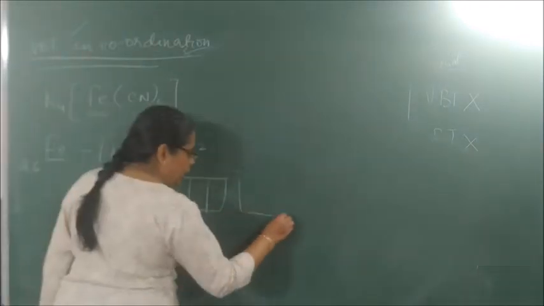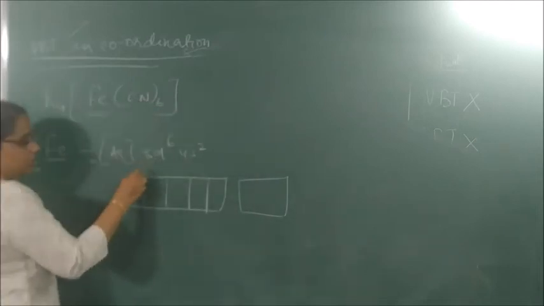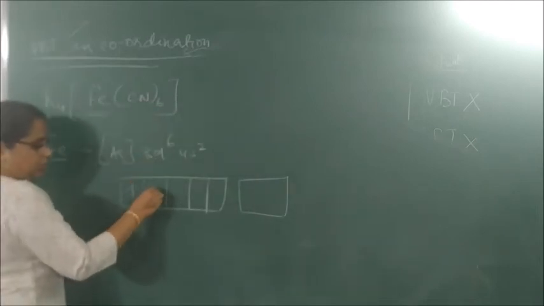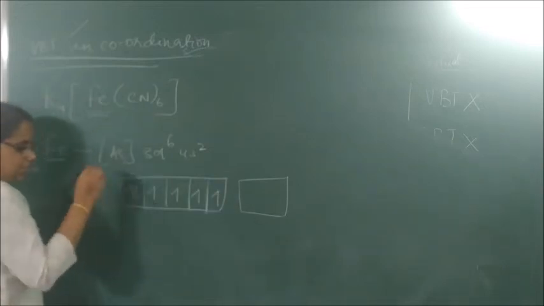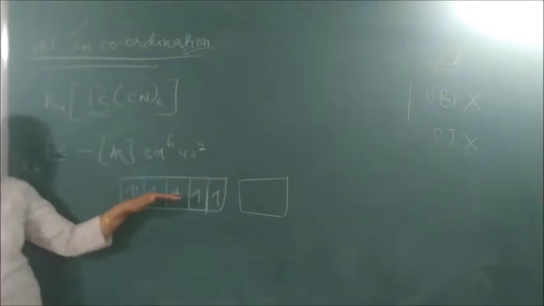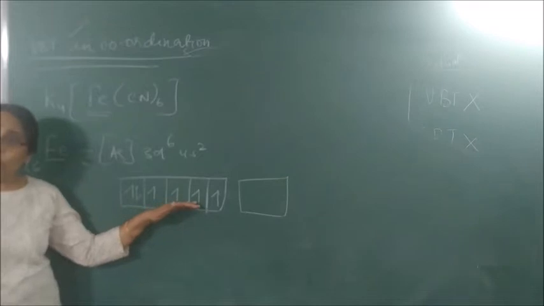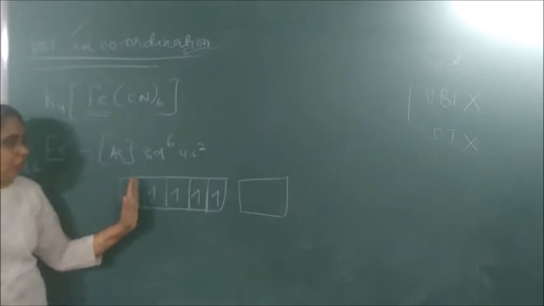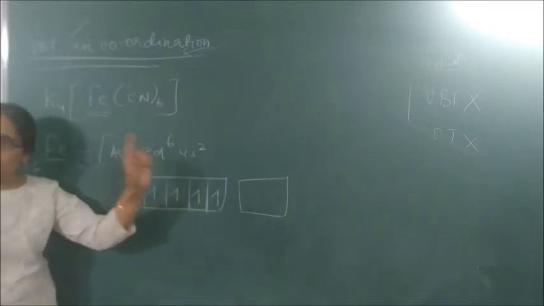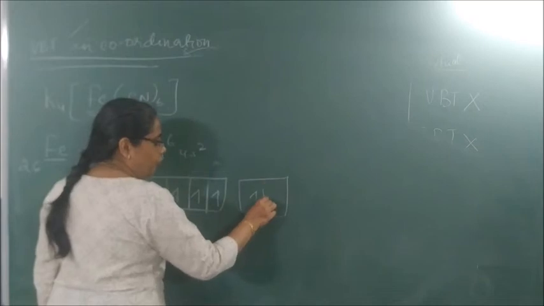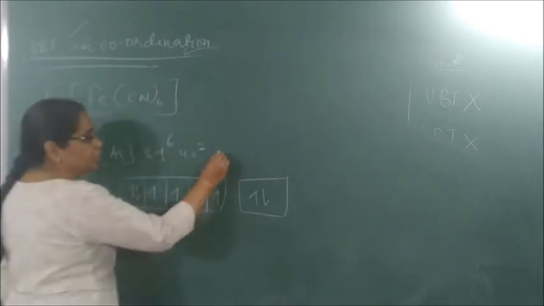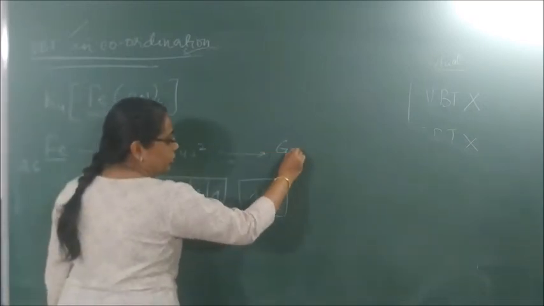Then I have 2 electrons in the s. 6 means I have 1, 2, 3, 4, 5 and 6. While filling the d orbital, I followed what rule? Hund's rule. Each orbital will first have 1 electron and then only pairing takes place. And then I have 4s2. This is called what configuration?